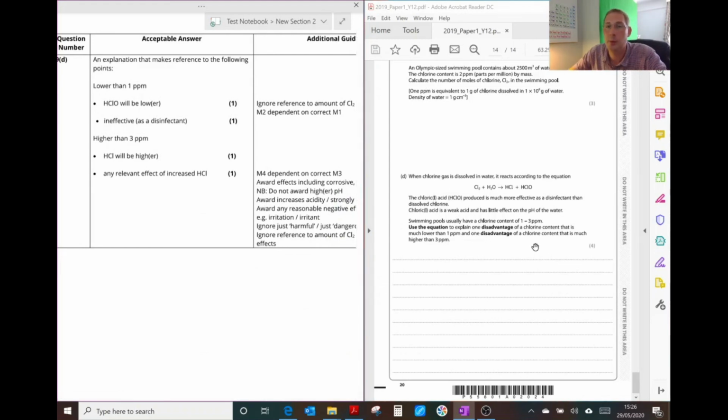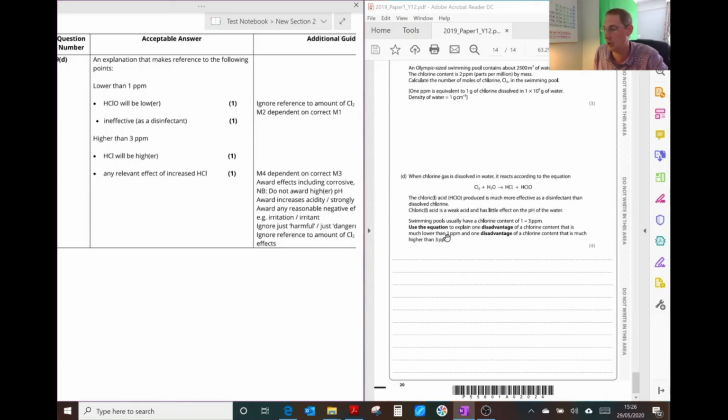And finally, when chlorine gas is dissolved in water, it reacts to form hydrochloric acid and hydrogen chlorate 1, or chloric 1 acid. The chloric 1 acid produces much more effective as a disinfectant than dissolved chlorine. Chloric acid is a weak acid and has little effect on the pH of the water. Right, loads of you still thinking high pH means more acidic. It doesn't. Remember, more acid, lower pH. That's year 8. Okay, so there's no excuse for you getting that wrong now. Use the equation. It's in bold.